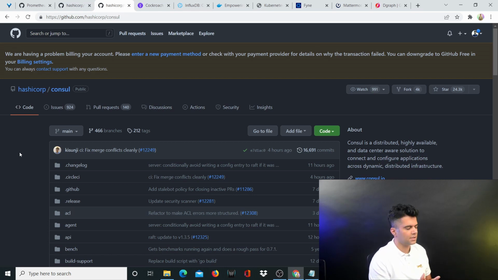HashiCorp has many technologies, so Consul is very popular again, but it's not as widely used as, let's say, Prometheus or Terraform. But the companies that use Consul swear by it. It's like an API gateway, but for distributed infrastructure and distributed systems. So, like I said, few companies use it, but the companies that use it swear by it. They're heavily dependent on it.